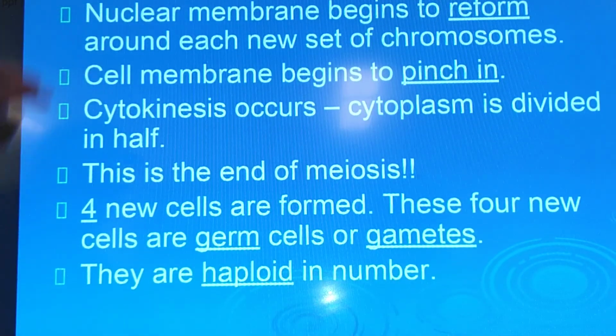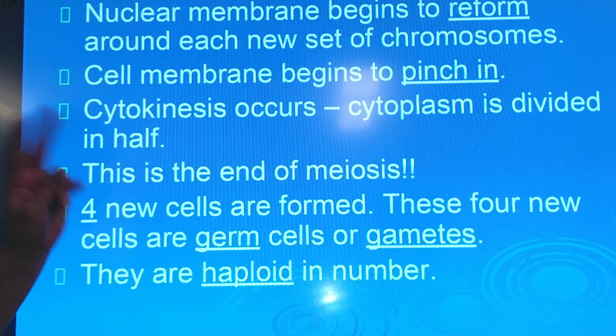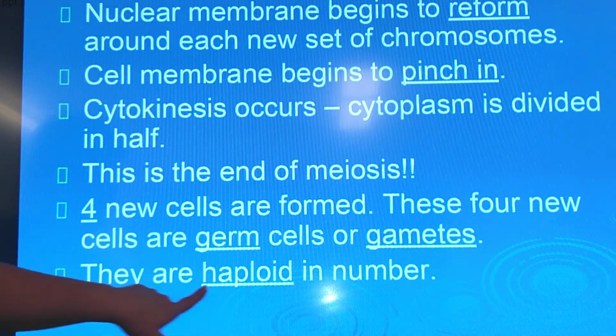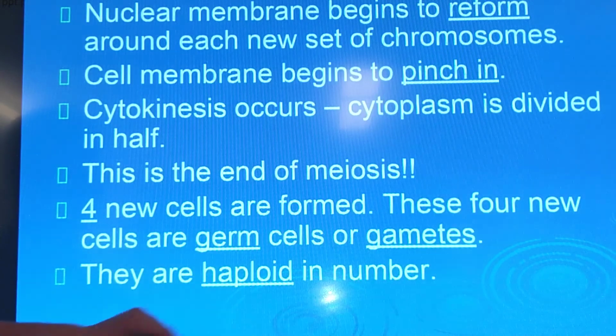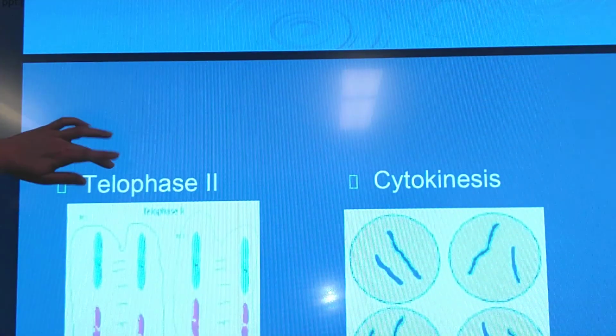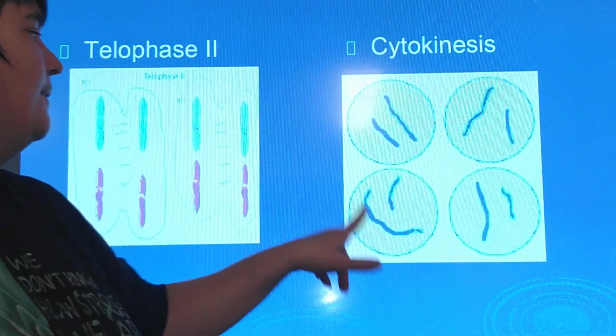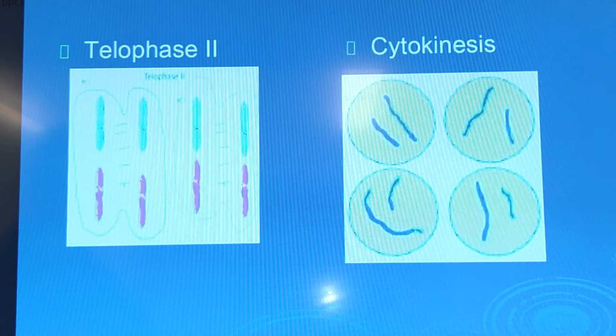Telophase 2, the nuclear membrane begins to reform around each new set of chromosomes. Cell membranes pinch in, cytokinesis occurs, and the cytoplasm is divided in half. Remember, we have this going on with two cells now because at the end of PMAT 1 we ended up with two cells. So now at the end of PMAT 2, 4 new cells are formed. These 4 new cells are called germ cells, gametes, sex cells, sperm, or egg. They are haploid in number, which means they have half as many chromosomes. So in telophase 2, pinch it in, and we end up with 4 totally different egg or sperm cells at the end of cytokinesis of meiosis.